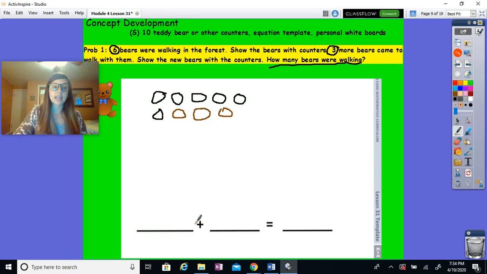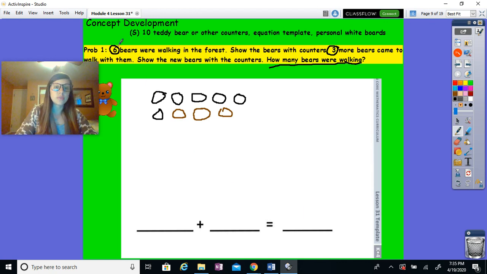Now all we have left to do is count how many bears were walking all together, and then we need to write it in our number sentence. So help me count how many bears are in the forest now. 1, 2, 3, 4, 5, 6, 7, 8, 9. 9 bears are walking in the forest all together. So now we just need to fill in our number sentence. Remember, part plus part equals whole.